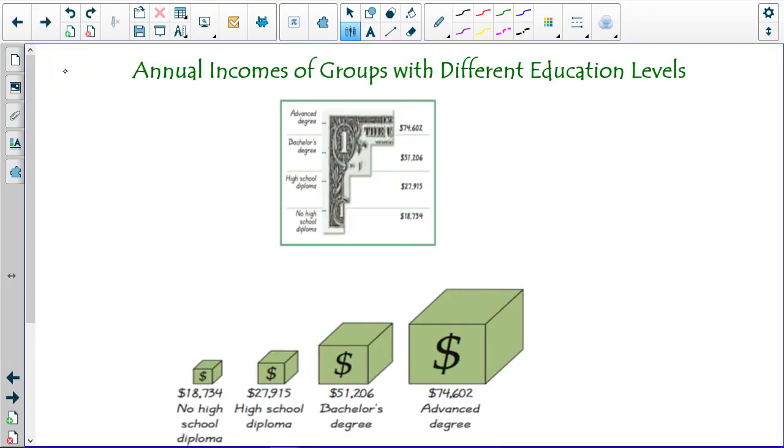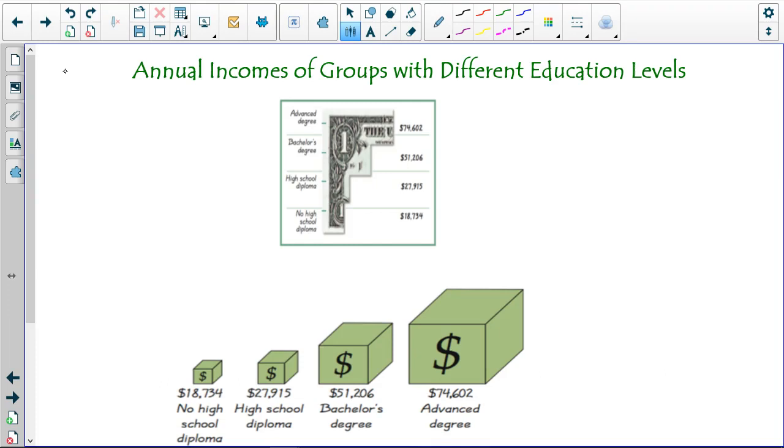All right, look at this one. Annual incomes of groups with different education levels. If you look at this top one, it says advanced degree, they make $74,602. With a bachelor's degree, $51,206. High school diploma, $27,915. And no high school diploma, $18,734. Why do you think I have this as a bad graph? It's hard to read the picture. The dollar is making it harder to read and interpret, isn't it?